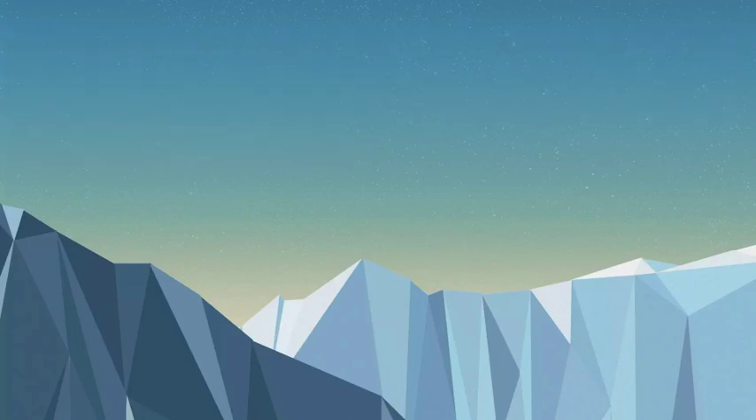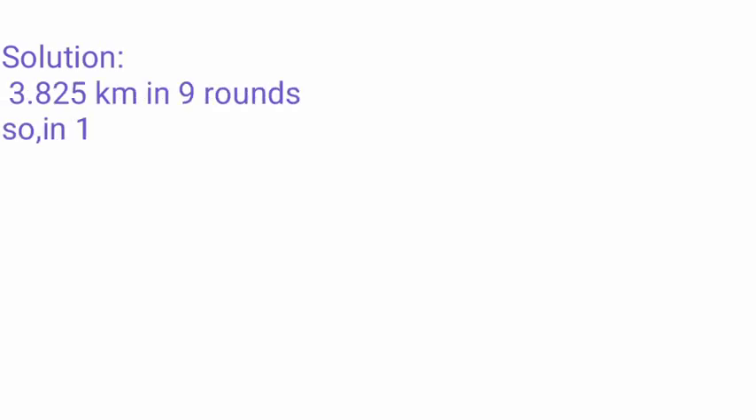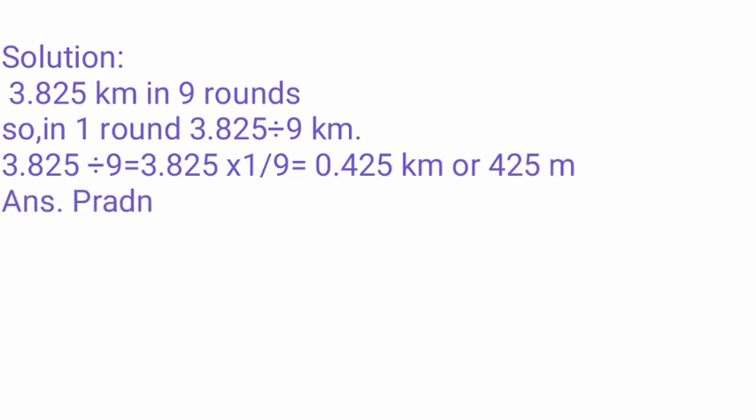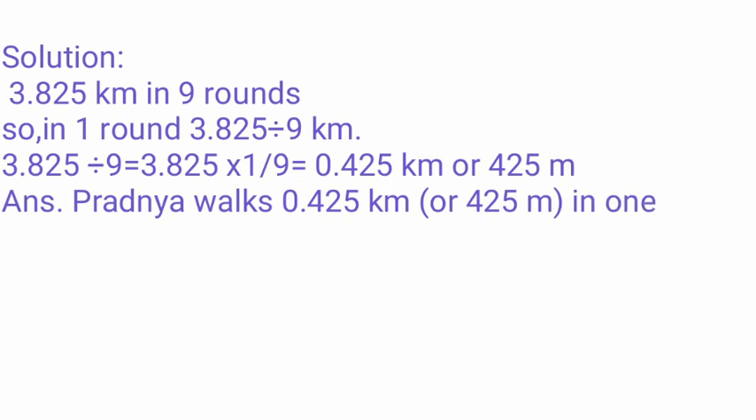3.825 km in 9 rounds. So in one round, we have to divide 3.825 by 9 km. 3.825 divided by 9 means multiplied by the reciprocal of 9, that is 1 upon 9. So the answer is 425 meter. Pradnya walks 0.425 km or 425 meter in one round.